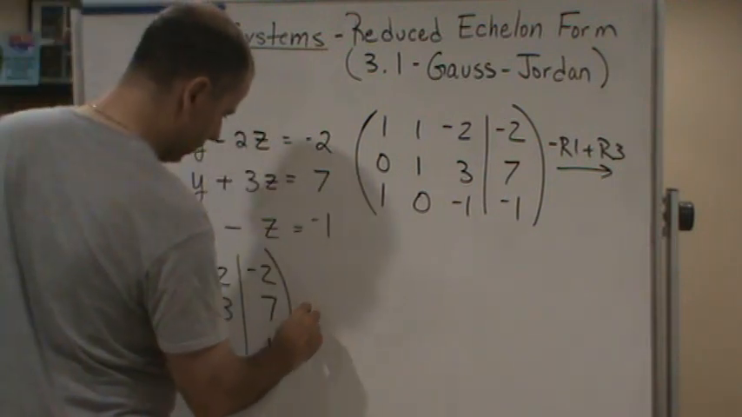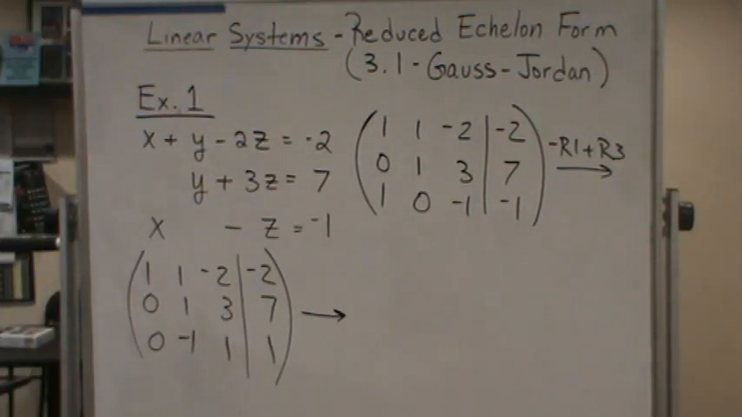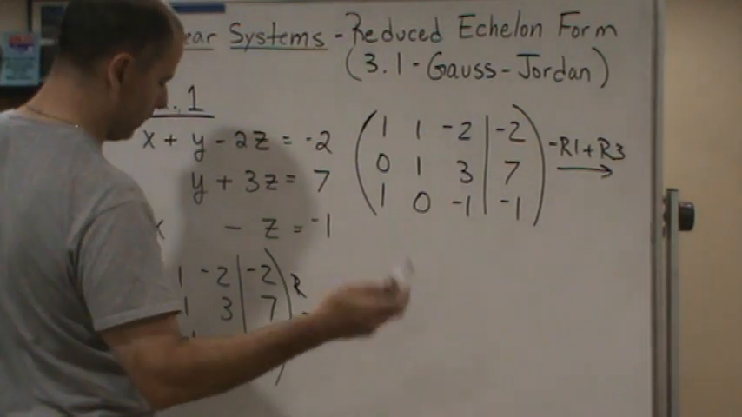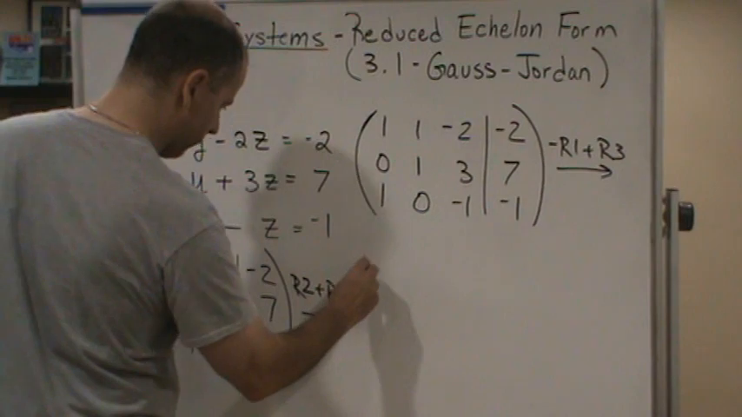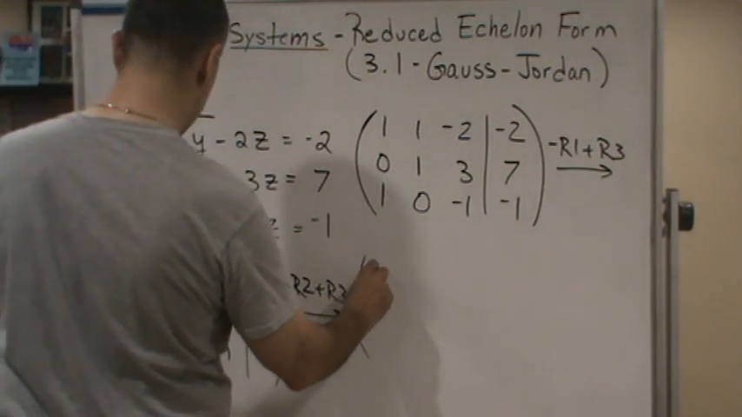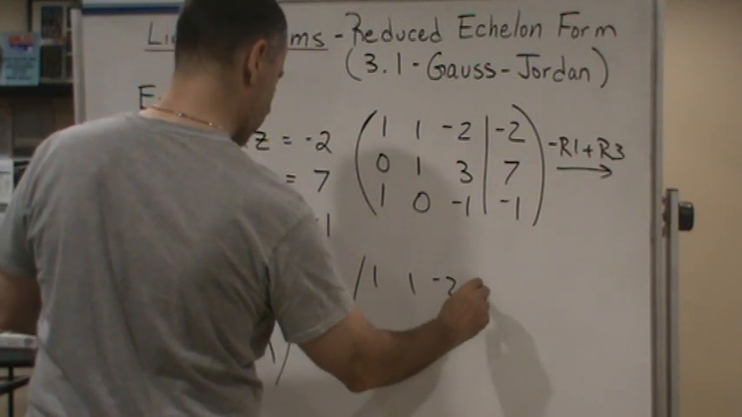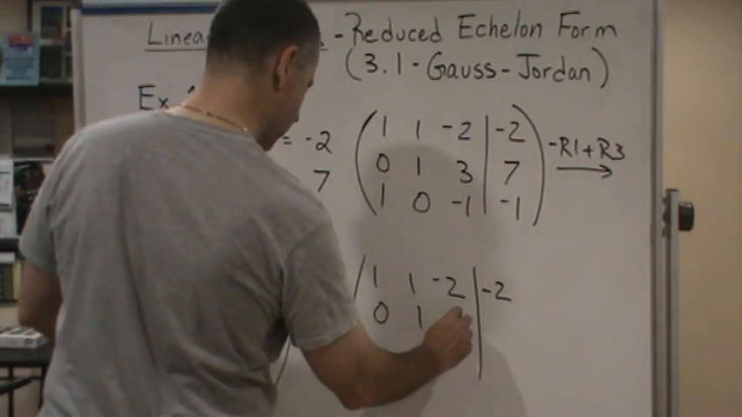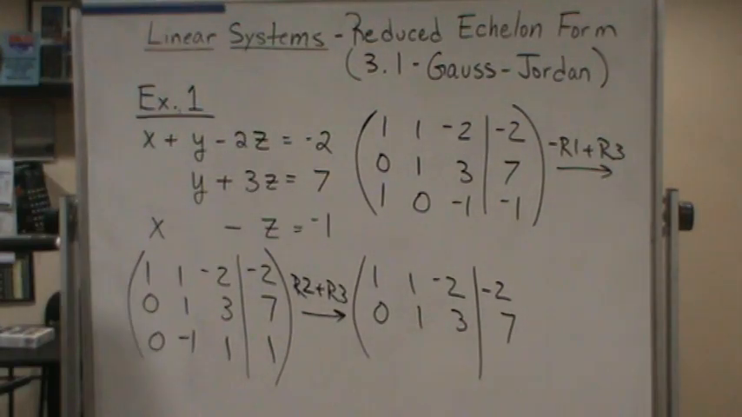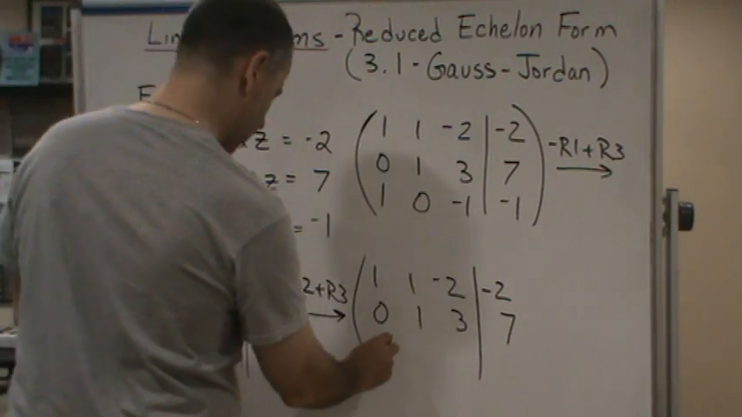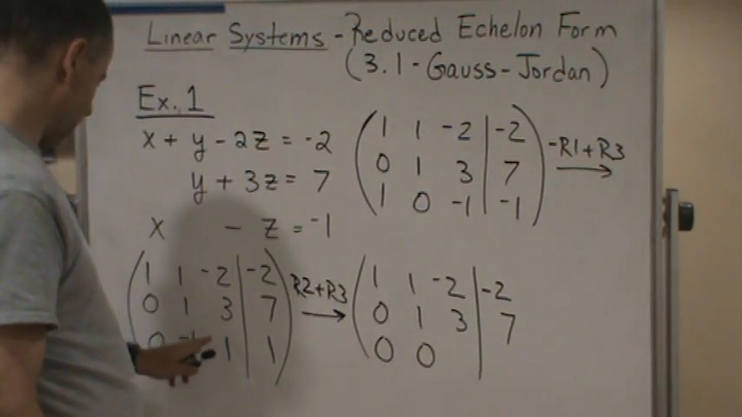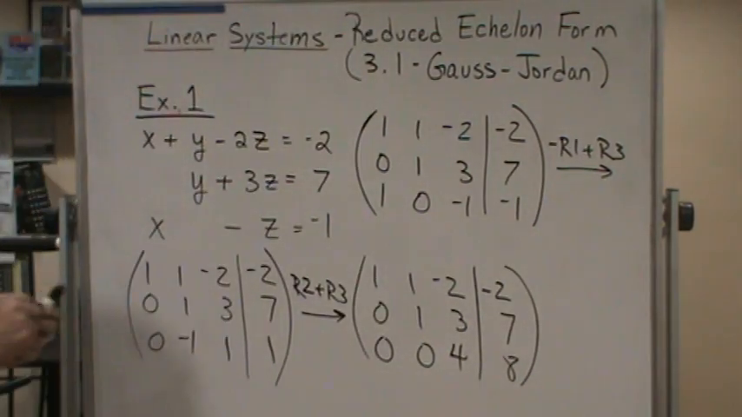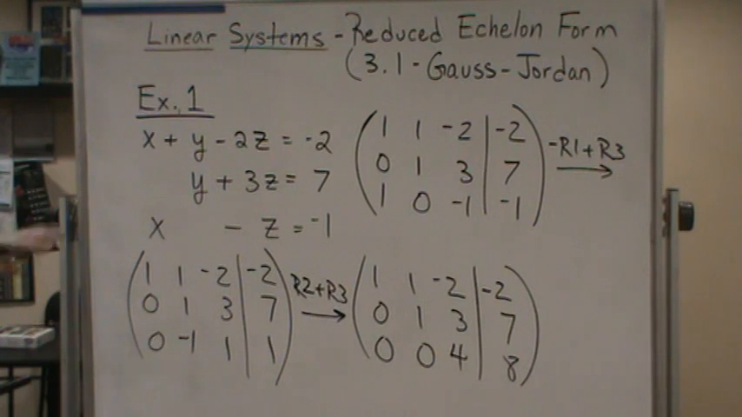Now what I'm going to do is take row 2 plus row 3. That's going to give me, again, I'm just going to copy these over. 1, 1, negative 2, negative 2, 0, 1, 3, 7. And now what I'm going to do is add these rows. So this is going to give me 0, 0, and then this is going to give me 4, and this is going to give me 8. Okay.